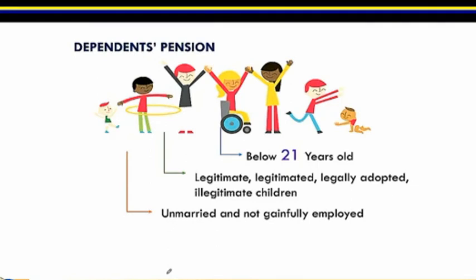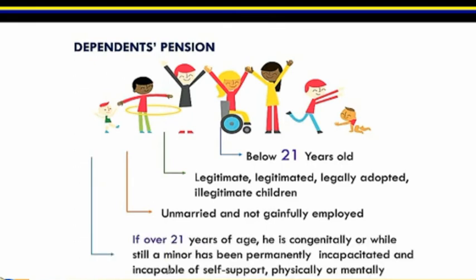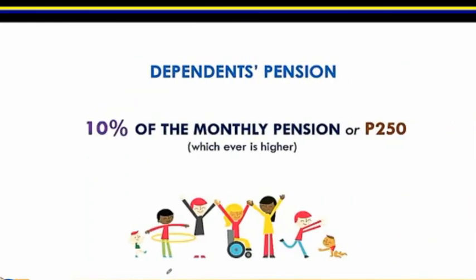We also allow some children above 21 years old to still be considered dependents and receive the dependents pension if and only if they are congenitally or while still a minor permanently incapacitated and thus incapable of supporting himself or herself physically or mentally. That is the only case we allow children over 21 years of age to continue receiving the dependents pension under the care of our retiree pensioner. Okay? So, how much is a dependents pension? It's 10% of the monthly pension or 250 pesos, whichever is higher.